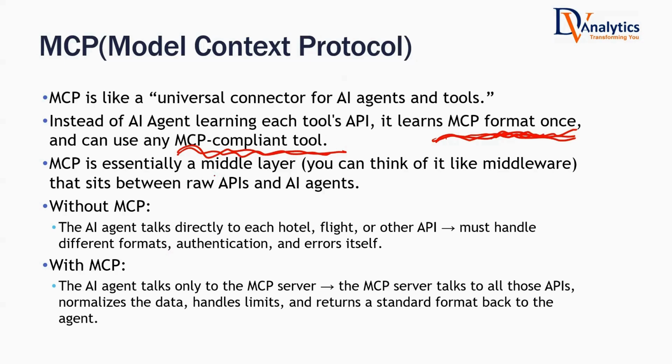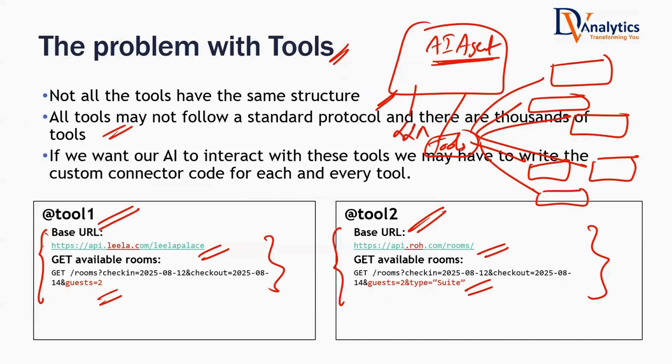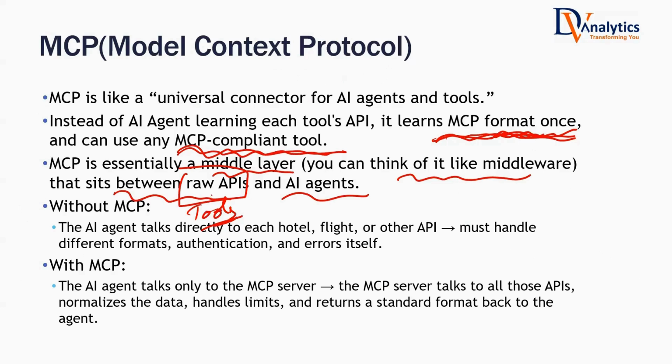MCP is essentially a middle layer. You can think of it like middleware that sits between your raw APIs and AI agents. Here, I'm using these two things interchangeably, raw APIs and tools, because if you are building a tool, you just wrap your API, you decorate it using the tool. So when I say tool or API, I'm using them interchangeably.